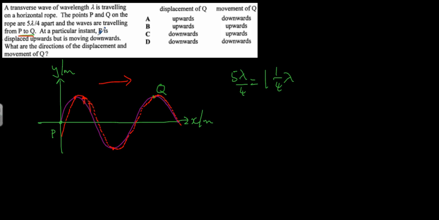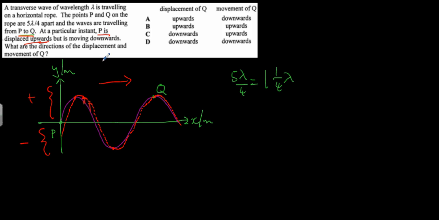Now next, look at P. They tell you the real position of P is displaced upwards, moving downwards. What is the meaning of displaced upwards? Displaced upwards means the particle is in the positive y region. That means positive displacement. This is called the positive displacement. This is called the negative displacement.